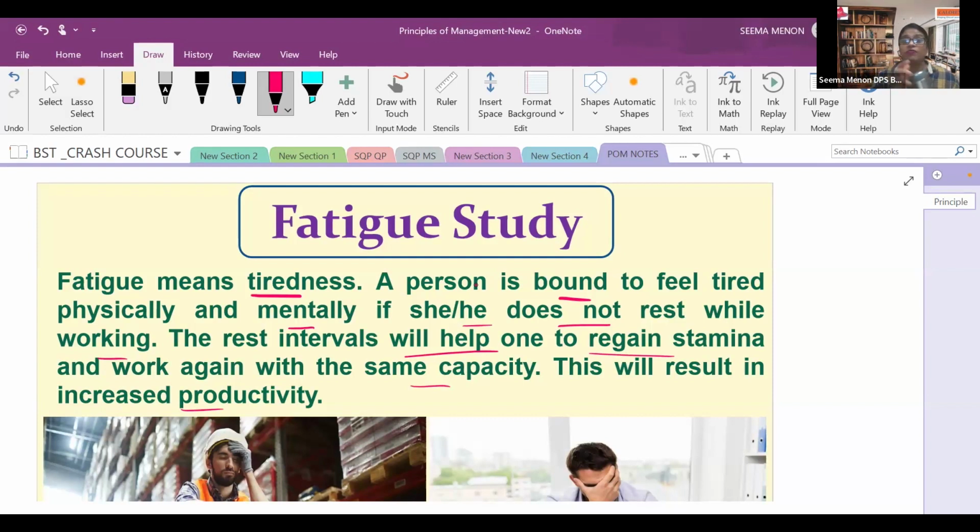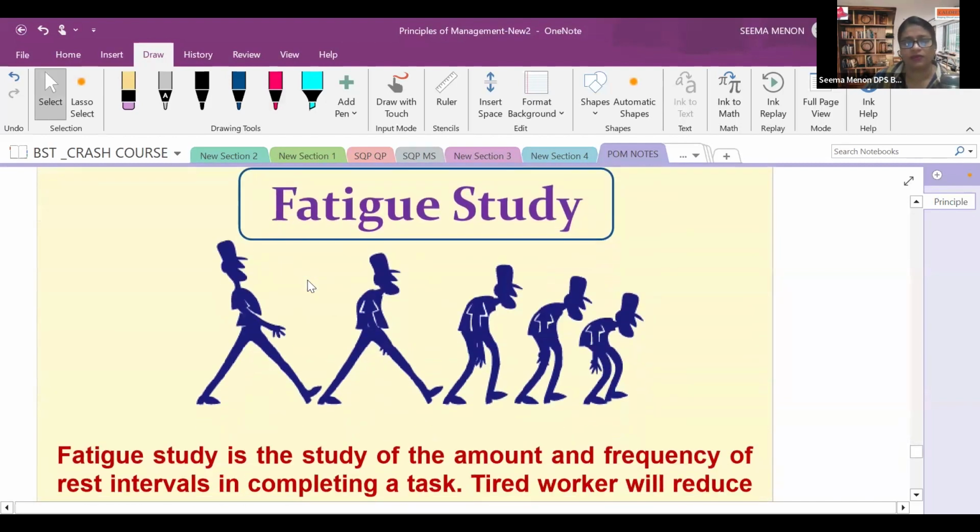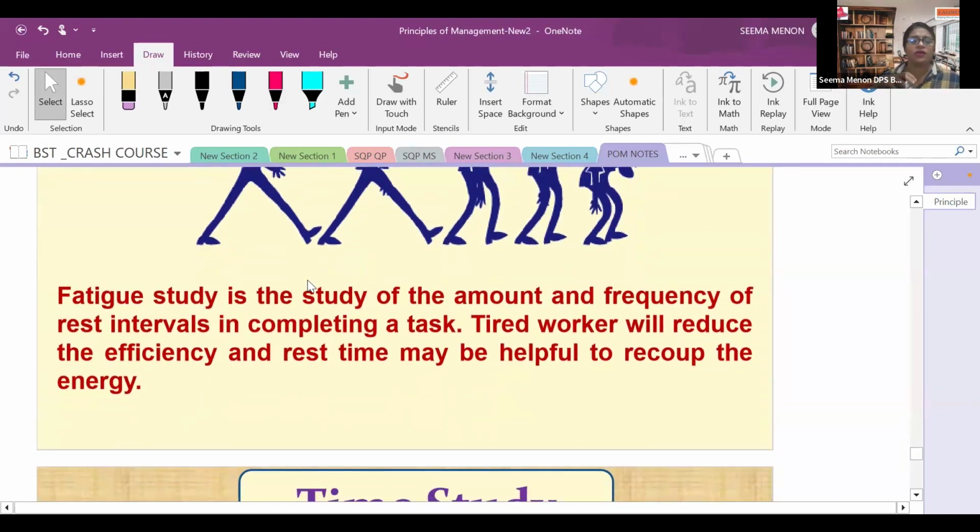So even if you study, you need a break after every 30 minutes, because that helps us to focus better. If you are sitting for a long time continuously without a break, that is not going to help you, or that time will not be productive. That is fatigue study. Now, fatigue study is the study of the amount and frequency of the rest intervals. Amount: how long the worker can get the rest. And frequency: if 8 hours duration, 3 times, 10 minutes each. So time is given and the frequency also.